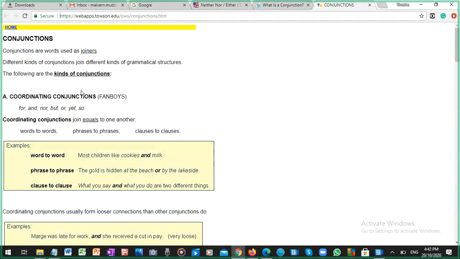Okay, teacher. All right. So, types of conjunctions. For is a conjunction, and is a conjunction, nor is a conjunction, but is a conjunction, or is a conjunction, yet is a conjunction, so is a conjunction. Does that make sense? Have you understood all those? Yes. All right. So we're going to use them now in examples.